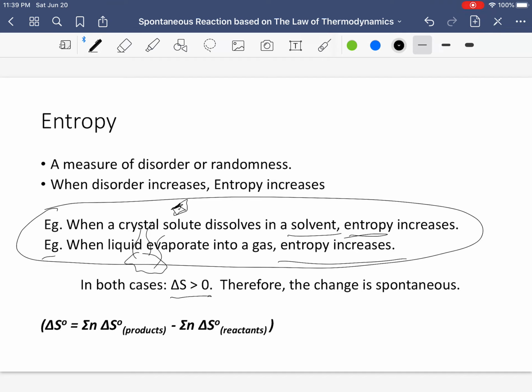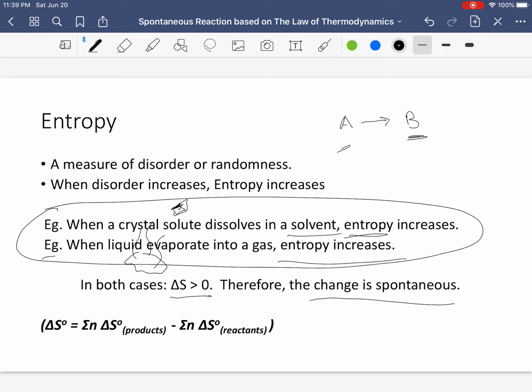So when delta S is greater than 0 in a reaction, the change is also spontaneous, meaning that when you have a reaction A becoming B, if B is more random than A in terms of structure, in terms of its physical property, nature will favor that situation.